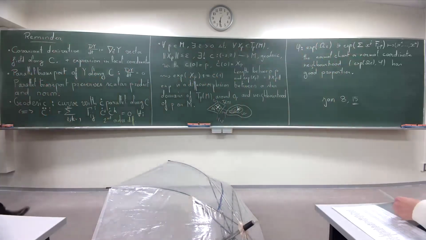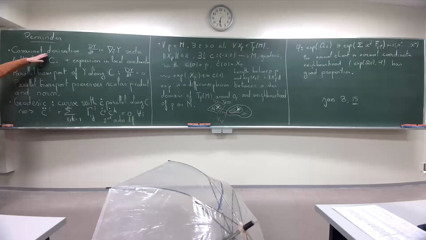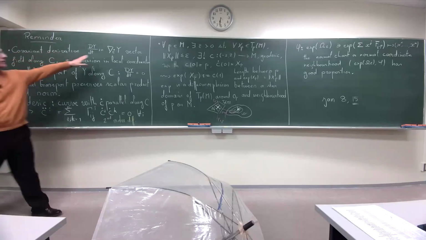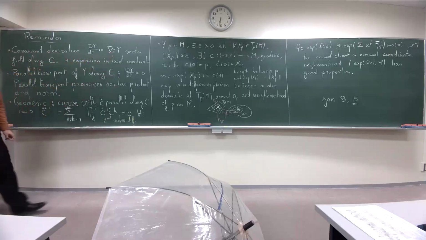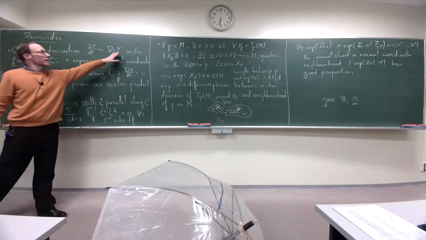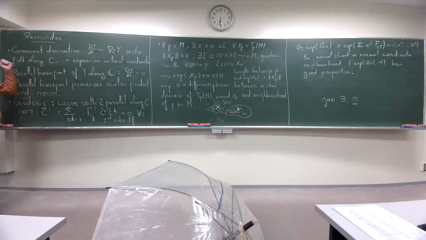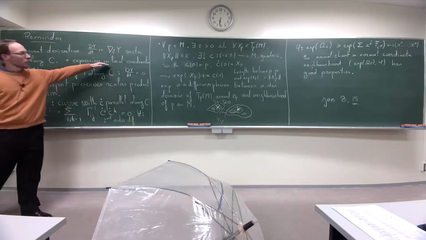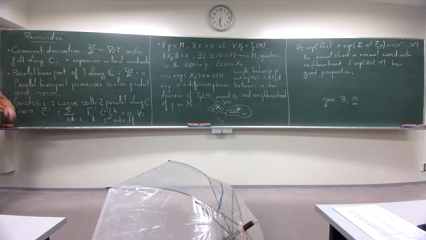Okay, so what we did last week. We defined the abstract framework for the covariant derivative. We defined the covariant derivative with this connection, and it turns out that it gives you a vector field along a curve. We have also seen some local expressions. When you take a chart, you can write a formula for this covariant derivative.